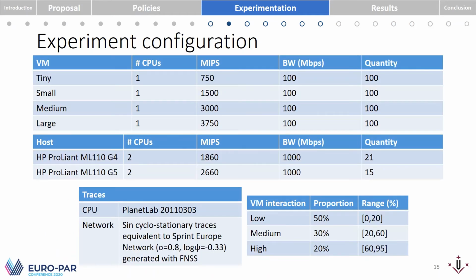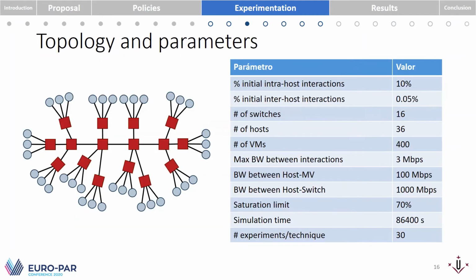The next tables show the VMs, hosts, traces, and network interactions we use to configure the experiment. The environment is heterogeneous to demonstrate our techniques work independently of the circumstances. CPU and network traces are equivalent to real ones. Following with the environment, the topology used is a tree shape with 16 switches, the red squares, and 36 hosts, the green circles. Further configurations are analyzed in the paper.